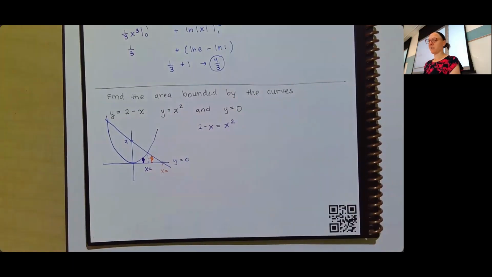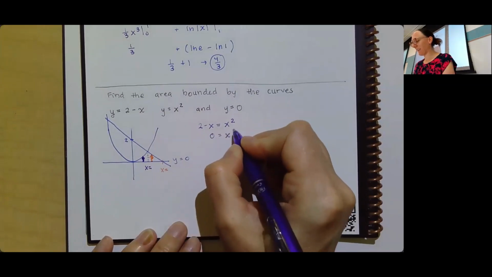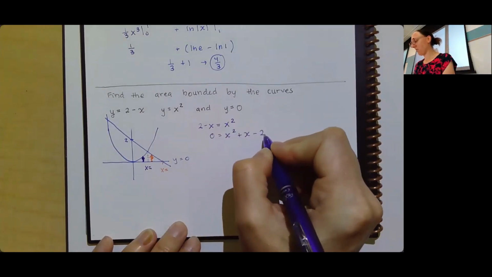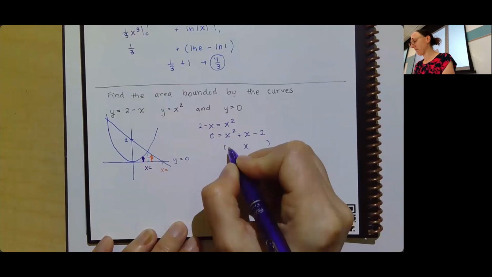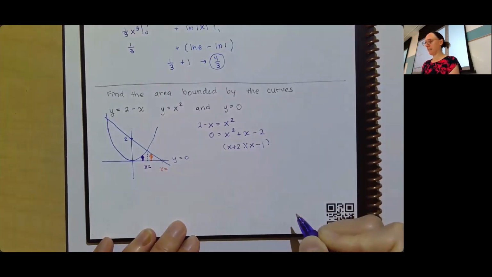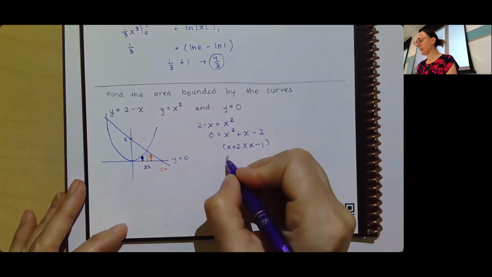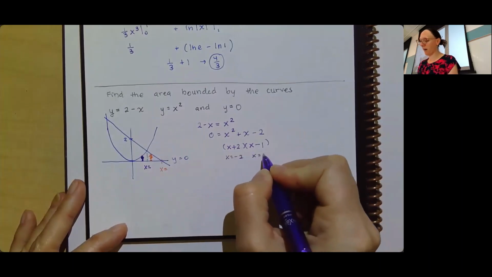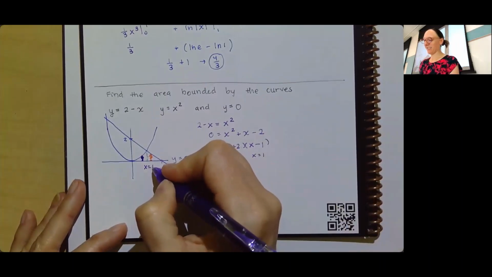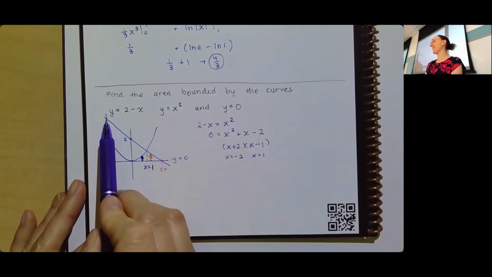And I think I have chosen something that factors. If I rearrange this a little bit, I've got x squared plus x minus 2. I think that's going to factor as x plus 2, x minus 1, which means these intersect at -2 and +1. Based on my picture, I know this is the +1. The -2 would be over here, but it's not in the region we care about.